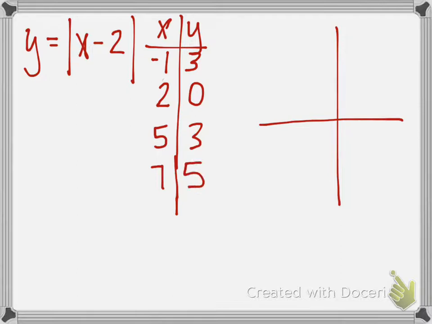So if I graph these, -1, 3, 2, 0, 5, 3, 7, 5. So you can see that your absolute value equation is looking like this.